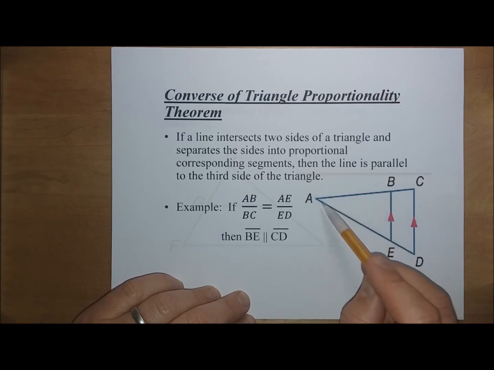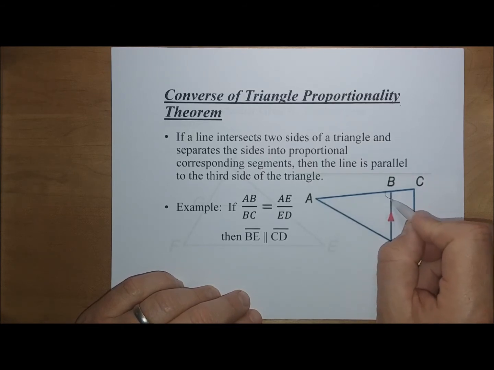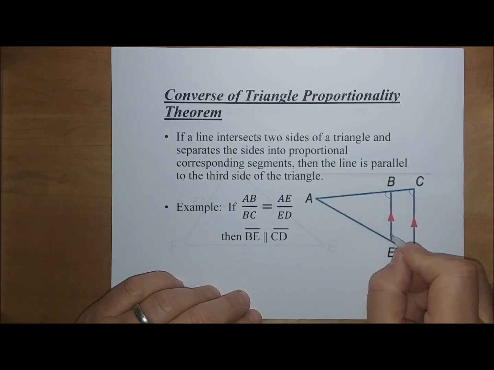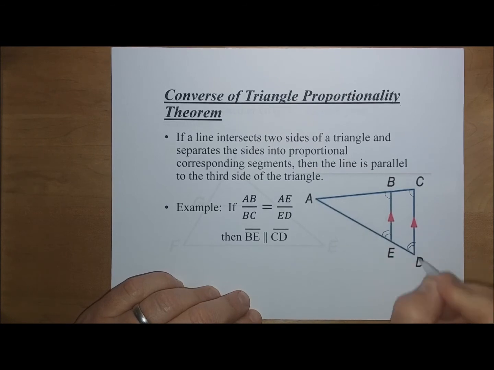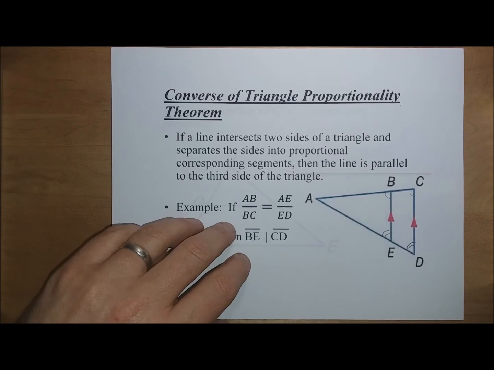They must be parallel because if these parts are proportional, then these triangles must be similar. And if these triangles are similar, then all of their angles must be congruent to one another. And if this angle is congruent to that angle, and this angle is congruent to this angle, guess what? Those lines are parallel. Let's try some examples.